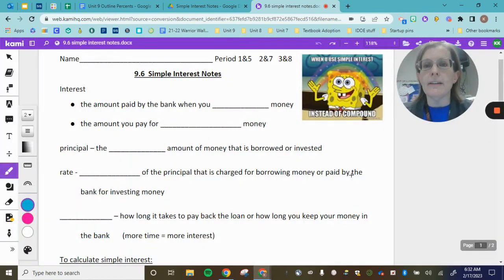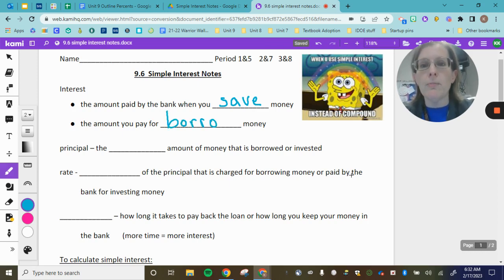Today in Unit 9, Lesson 6, we're talking about simple interest, which is about money. Simple interest is something that you are, I'm sure, going to see if you have a credit card or a bank account. So interest is the amount paid by the bank when you save money. So when you put money into your bank account, it earns you interest. It's also the extra amount that you pay for borrowing money.